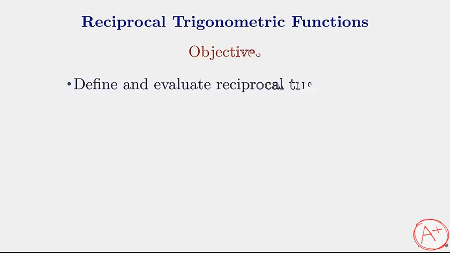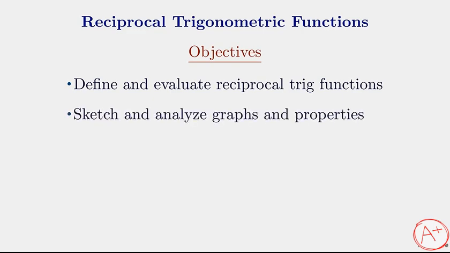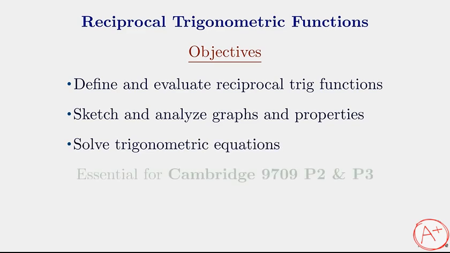Mastering the reciprocal trigonometric functions: secant, cosecant, and cotangent. We will define and evaluate reciprocal trig functions, sketch and analyze their graphs and properties, and solve trigonometric equations involving reciprocals. Understanding these is a fundamental requirement for the Cambridge 9709 Pure Mathematics 2 and 3 syllabi.